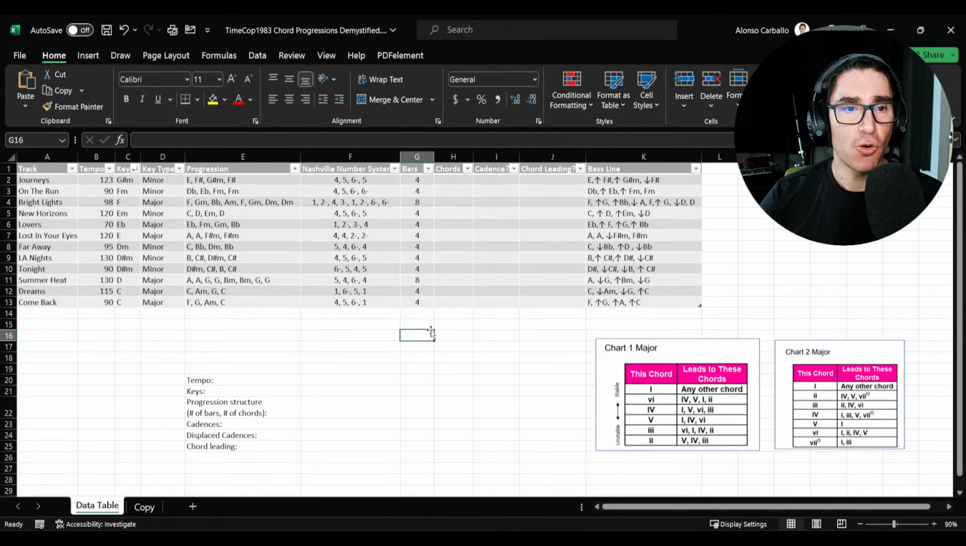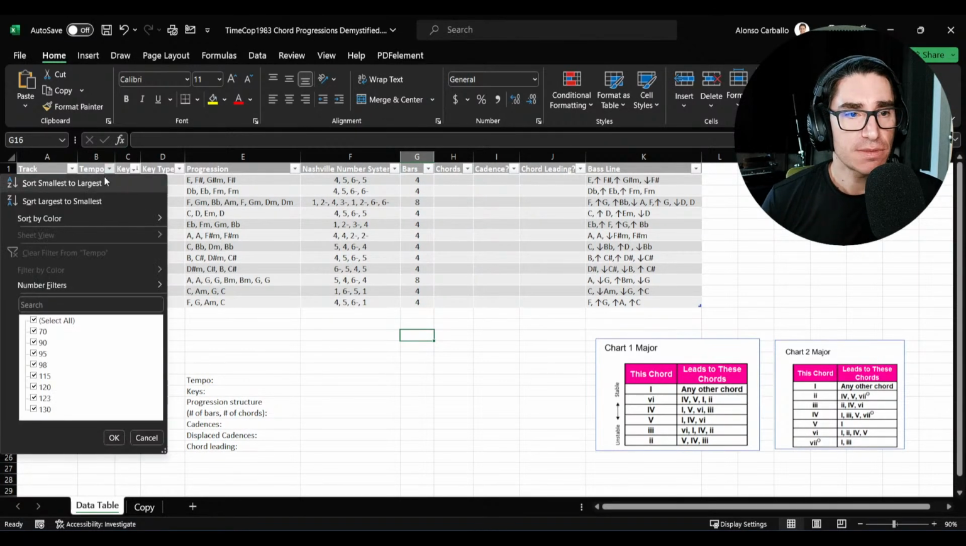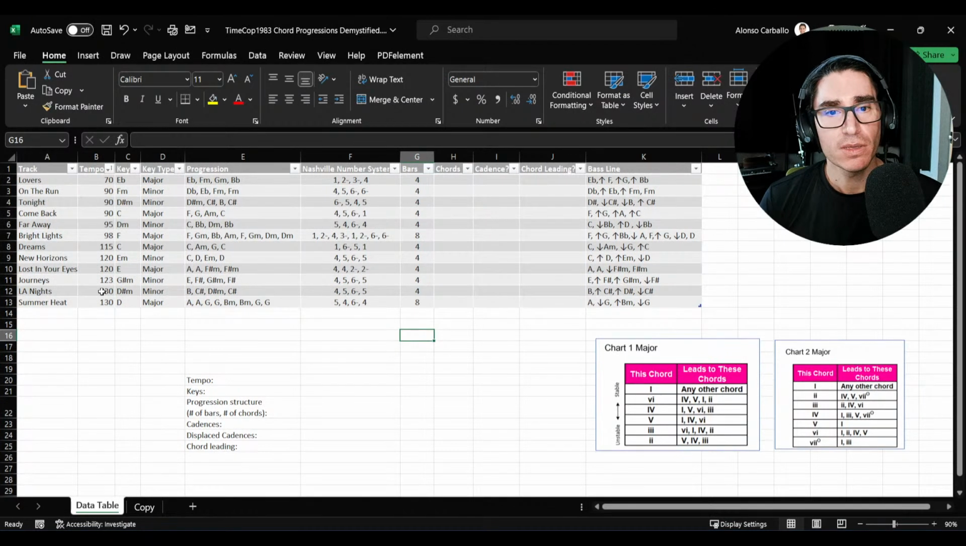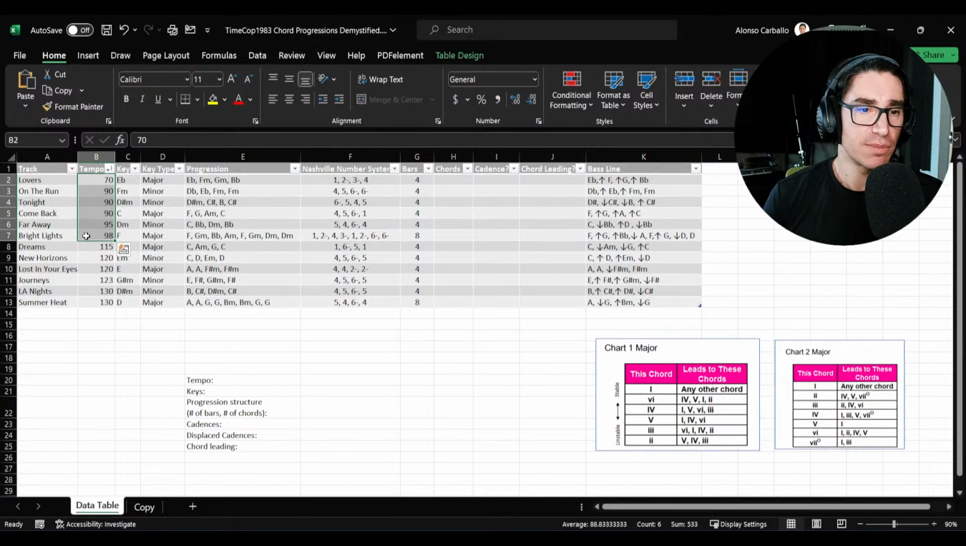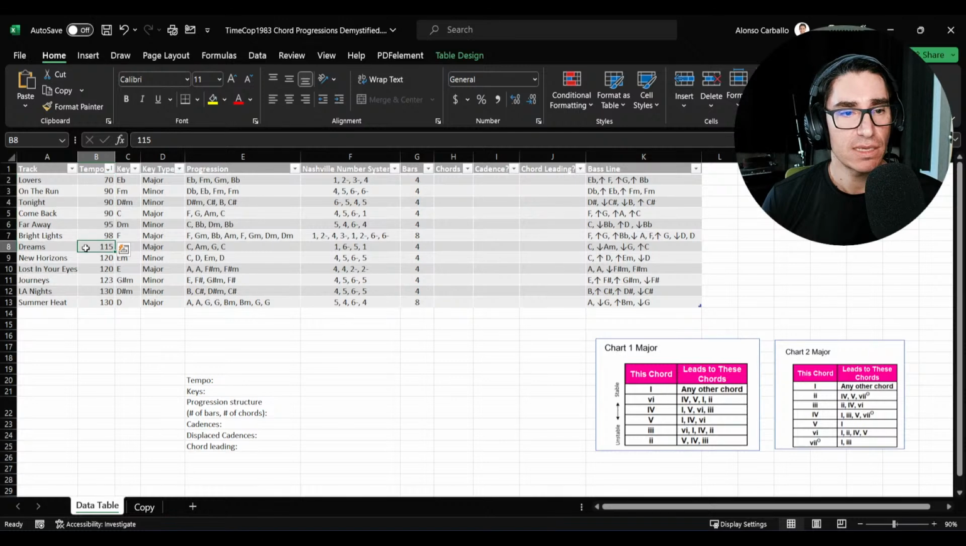In terms of tempo, let me sort this by smallest to largest. So these 12 random tracks that I picked, you see that 6 of them are under 100 BPM, and the other half, exactly the other half, 6, are over 115 BPM.